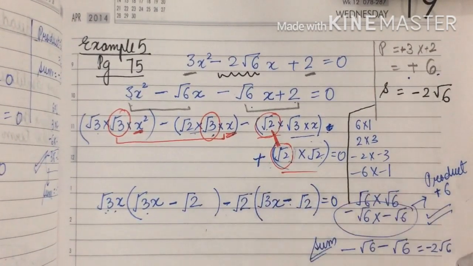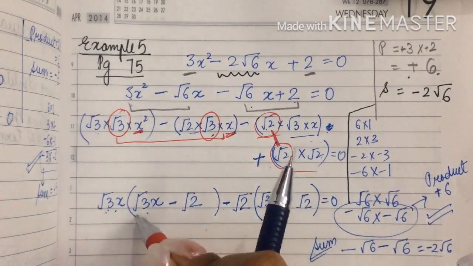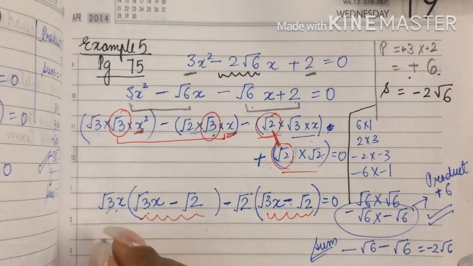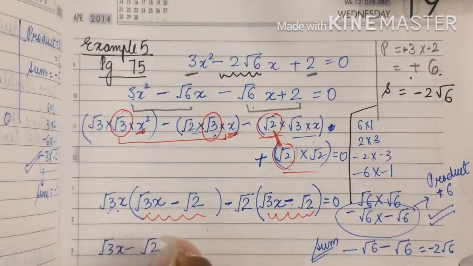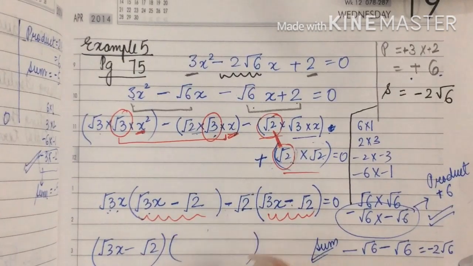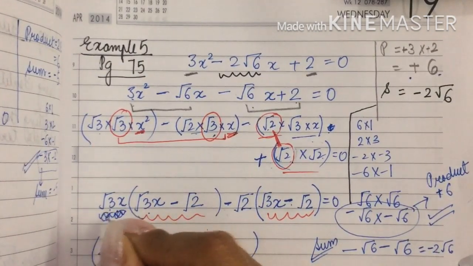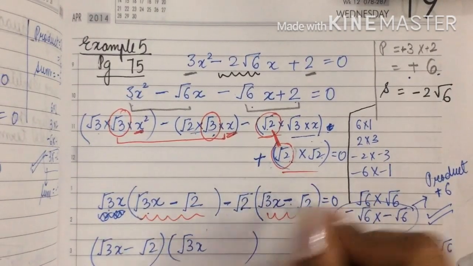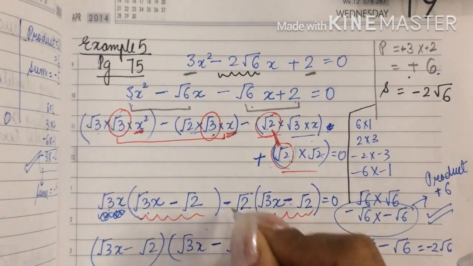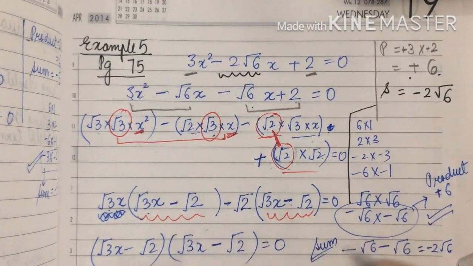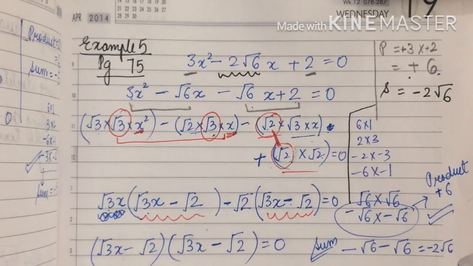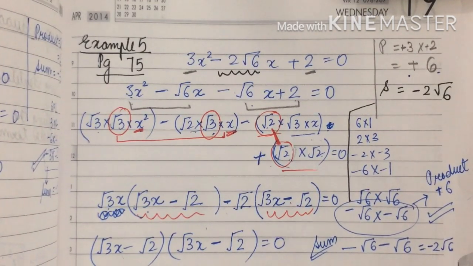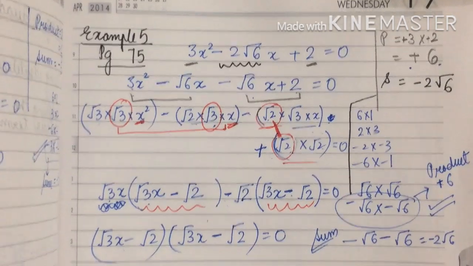Right hand side is 0. Now your binomials match. The binomials in the brackets match. Let's take the binomial common and let's see what I'm left with. I'm left with root 3x from this product, and from this product I'm left with root 2 with a minus sign. Now I have obtained linear factors. It is now the time to take each of these linear factors equal to 0 and find out x.